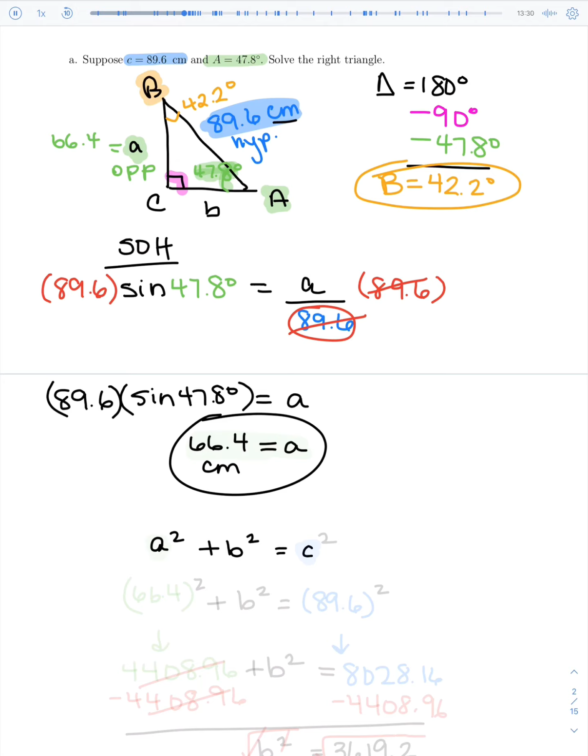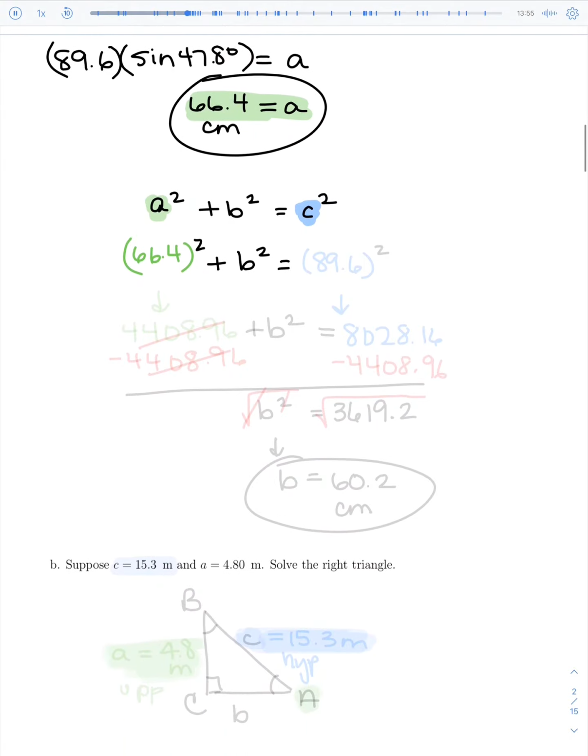A squared plus B squared equals C squared. We just found out that side A is 66.4, so you'd be plugging in 66.4 for your A here, which notice is squared, plus your B squared equals your C squared. Well, your C was your hypotenuse from the picture, which is 89.6, which is again squared. So again, be careful about rounding here. If you round too early, this could throw off your whole answer. So let's use the calculator to figure out what's going on here.